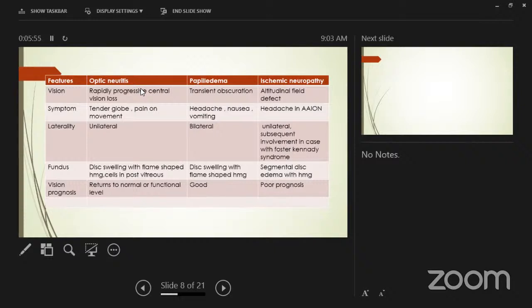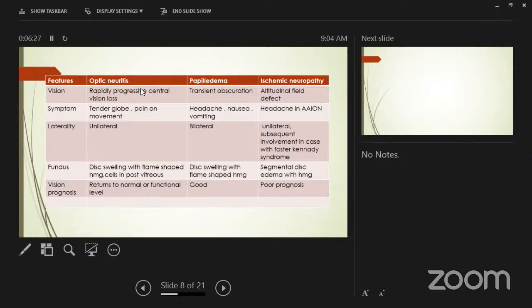Symptoms: patients with optic neuritis usually complain of a tender globe and pain on movement of the eye. In papilledema, patients usually complain of headache, nausea, and vomiting, the systemic complaints. In ischemic neuropathy, the patient will usually complain of headache, most commonly in arteritic anterior ischemic optic neuropathy only. Next is laterality. Optic neuritis and ischemic neuropathy are usually unilateral, while papilledema is a bilateral condition.